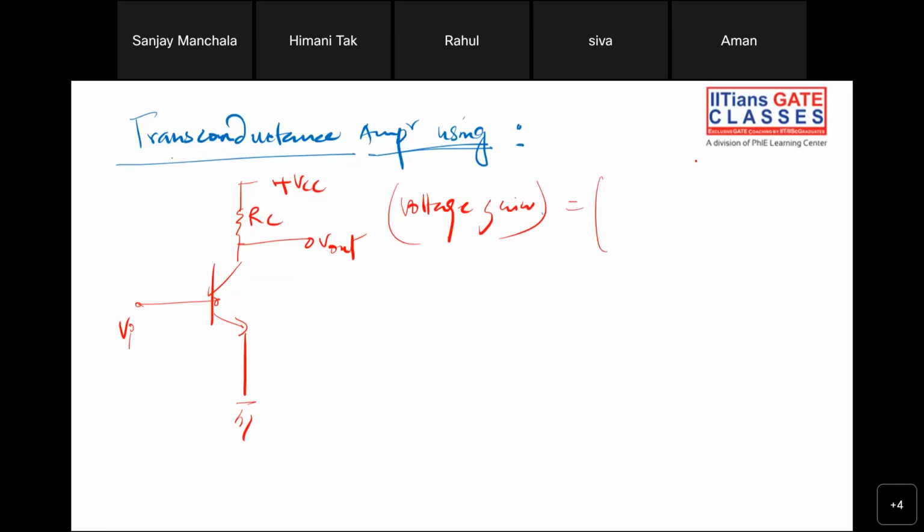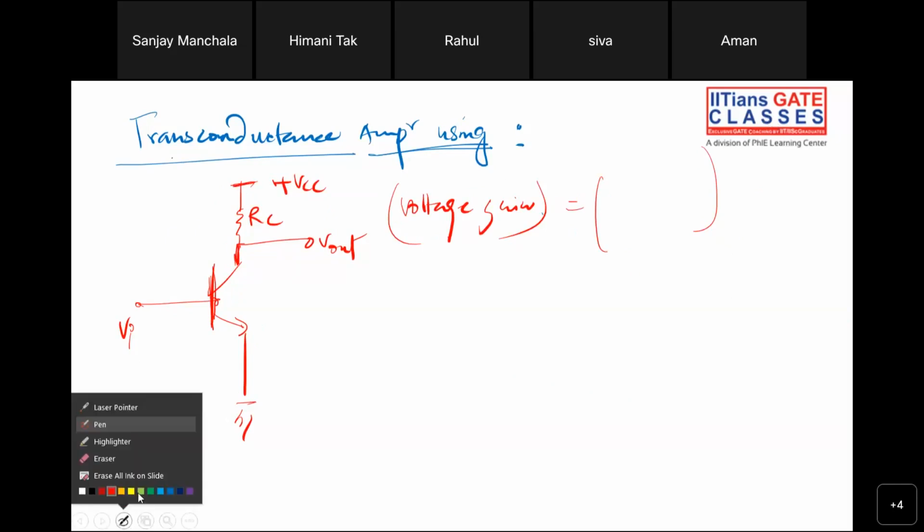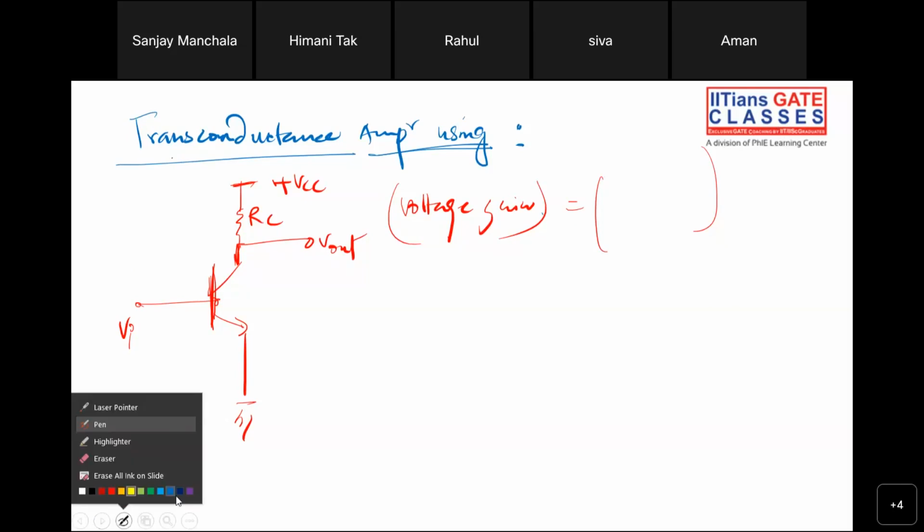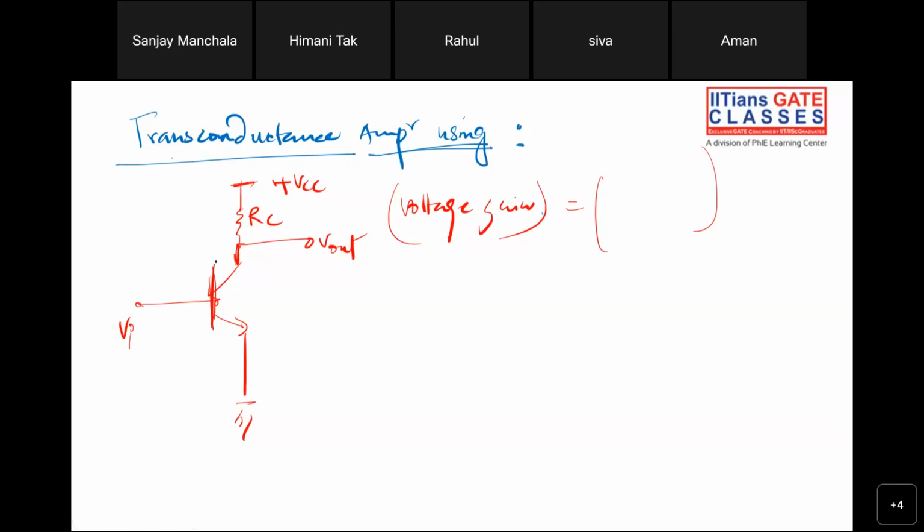So can somebody tell me what will be the voltage gain of this amplifier by looking at this circuit? Minus GM times load. Great. Yes, somebody has told me, yes. So what you will do here is go for small signal analysis, because you have seen various lectures, and you will start telling. But what I'm going to do here is something different.